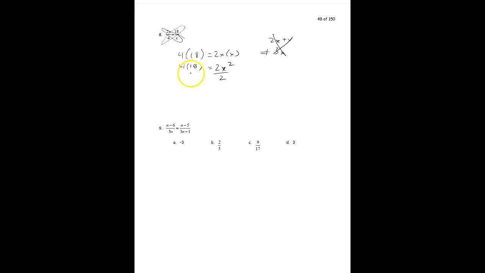I'm going to get the x squared by itself by dividing each side by 2. 4 divided by 2 is, that's a 1, that's a 2, so 2 times 18 is 36. Those cancel. x squared. Now this is a root here, so x equals plus or minus the square root of 36. You have to make sure to take the plus or minus because there's two possible answers when you square something. And then this will be plus or minus 6 because the square root of 36 is 6. That's the answer.